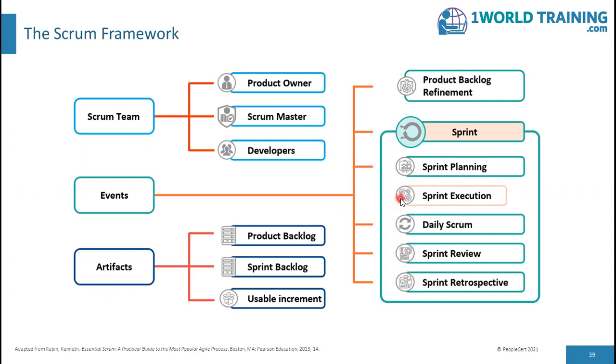The execution itself is the sprint. Therefore, we could say there is sprint planning, daily scrum, sprint review, and retrospective as part of this bigger sprint event. The Scrum team is shown as made up of the product owner, the Scrum Master, and the developers. The artifacts are the product backlog, sprint backlog, and the usable increment. An additional one is the product backlog refinement, which is an additional event.